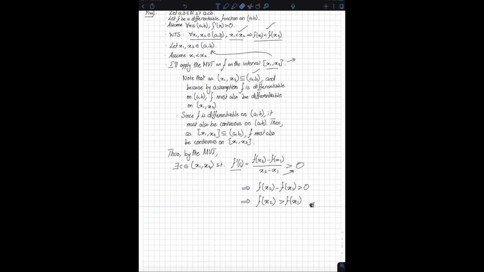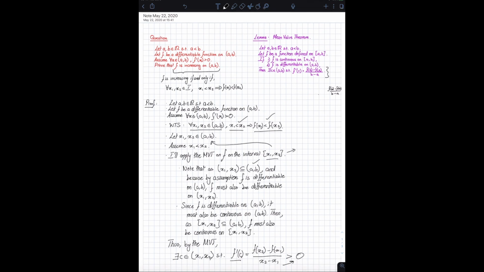On the other hand, what the proof that we have just written shows is that for any arbitrary points x1 and x2 that you pick on the open interval a comma b, you are always going to get that f of x2 is greater than f of x1, given that x1 is less than x2. So yep, this is the proof.